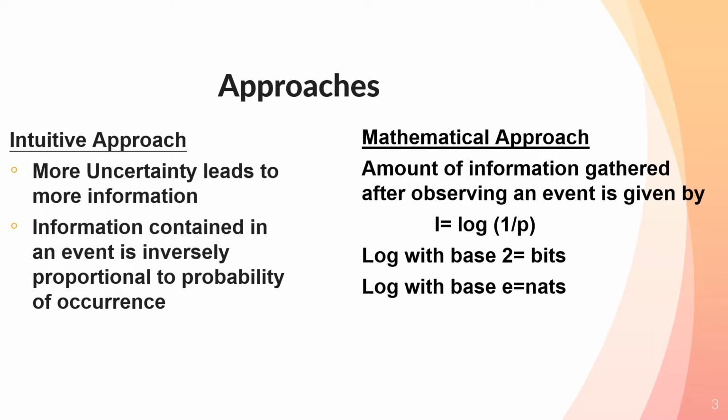In order to define information, there are two approaches, the intuitive approach and the mathematical approach. In an intuitive approach, we can recall that more uncertainty leads to more information. That is, the information contained in any event is inversely proportional to the probability of occurrence of that particular event. Mathematically, the amount of information gathered after observing an event is given by I = log of 1 by P, with base 2 if it is represented in bits, and base e if it is represented in natural units.